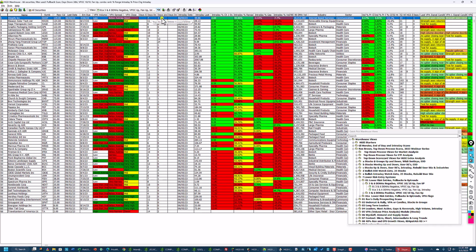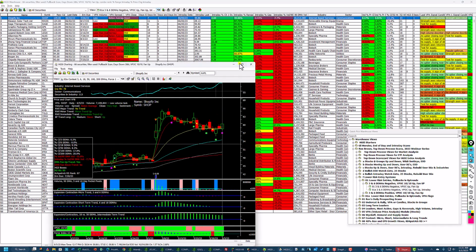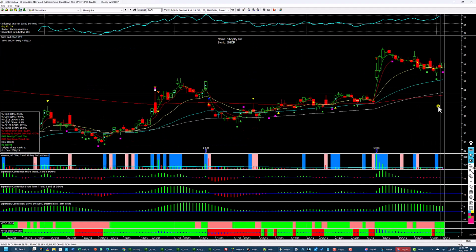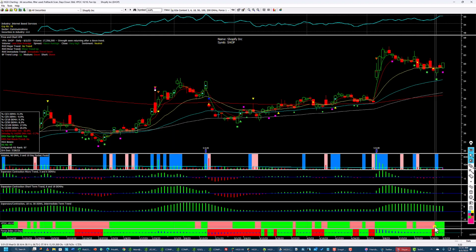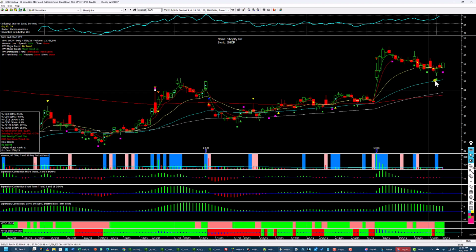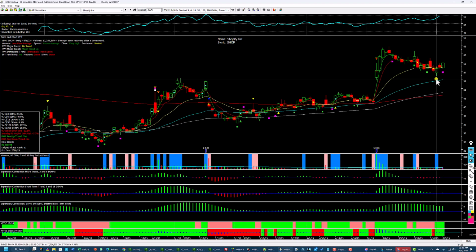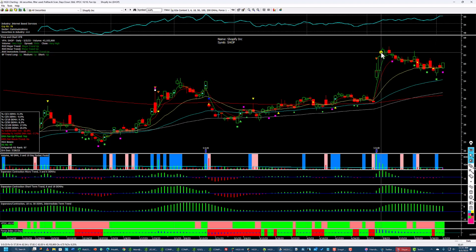And the VPOC turned positive 2 days ago. So I haven't looked at Shopify. We're going to take a look at it and see how this works. So let's start down with the VPOC, which turned positive. And you can see the Force Index 2 turned positive. On the same day, there was a VPA flag here. Strength seen returning. Here's your impulse, here's your reaction, and now we're getting support.